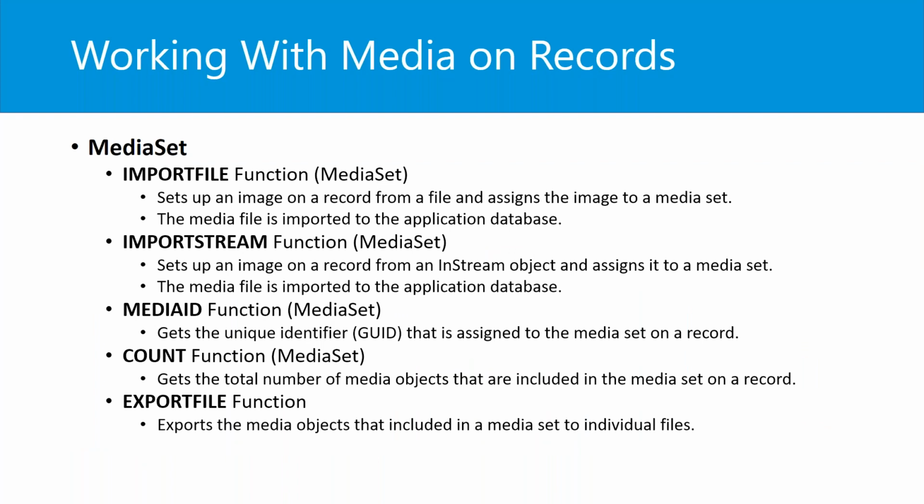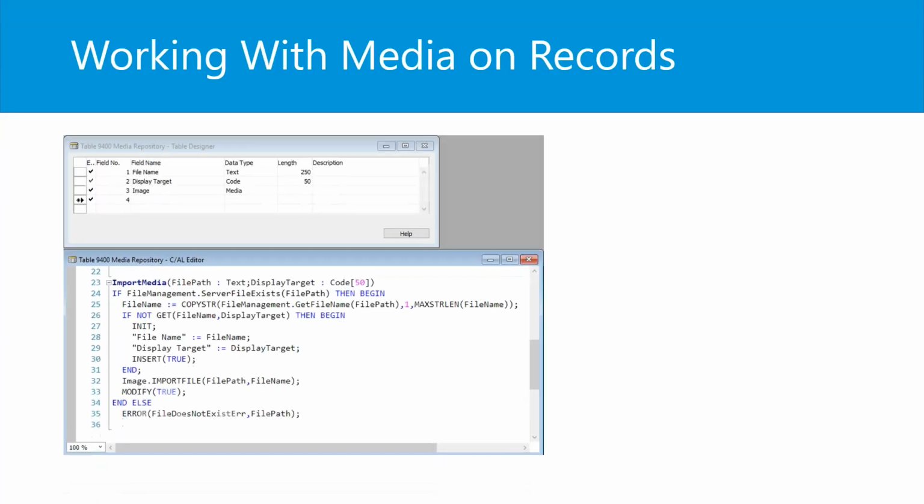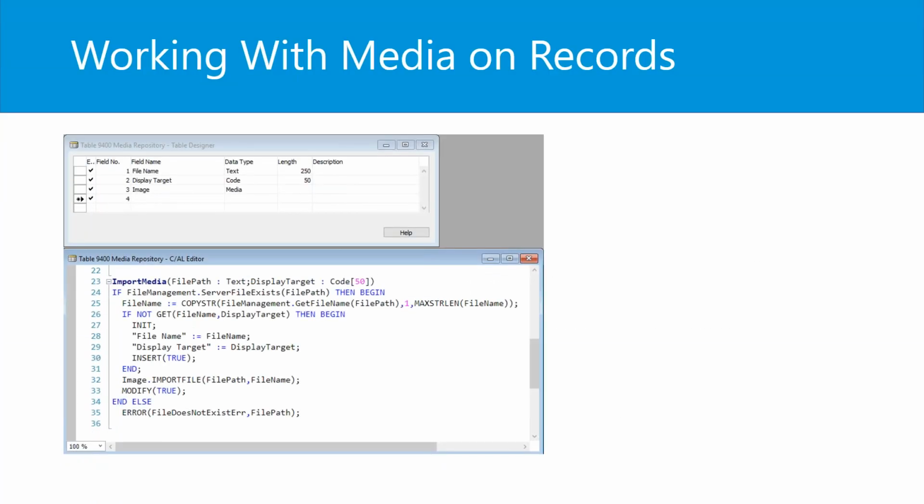The media ID function, of course, gets you the global unique identifier. Count might be interesting to use to figure out how many we have for this record. An export file, and you can, of course, use it to export these files if you would like to do that. If you have a look in table 9400, which is the media repository table, you will find three fields: file name, display target, and image.